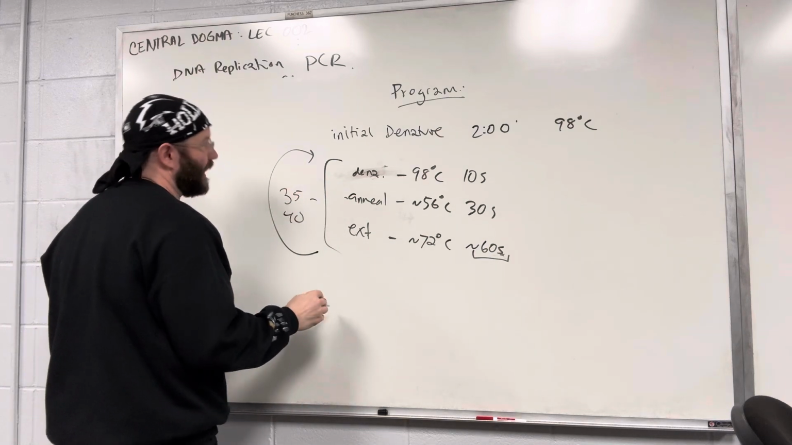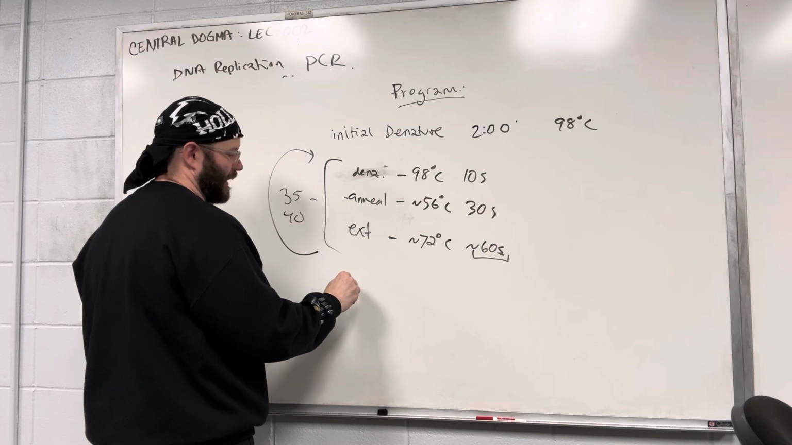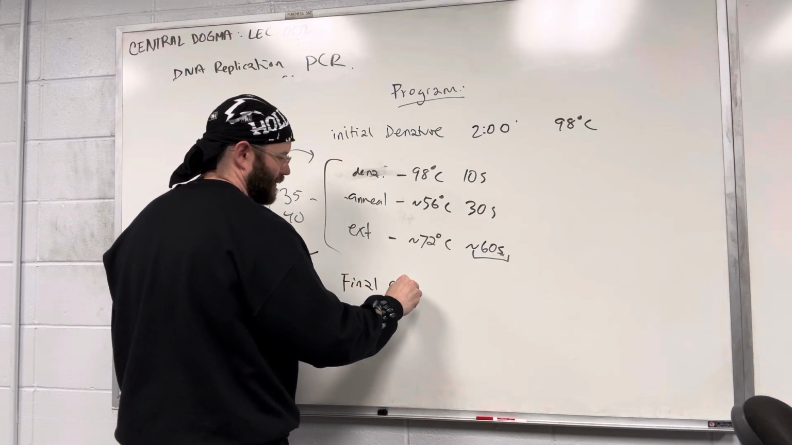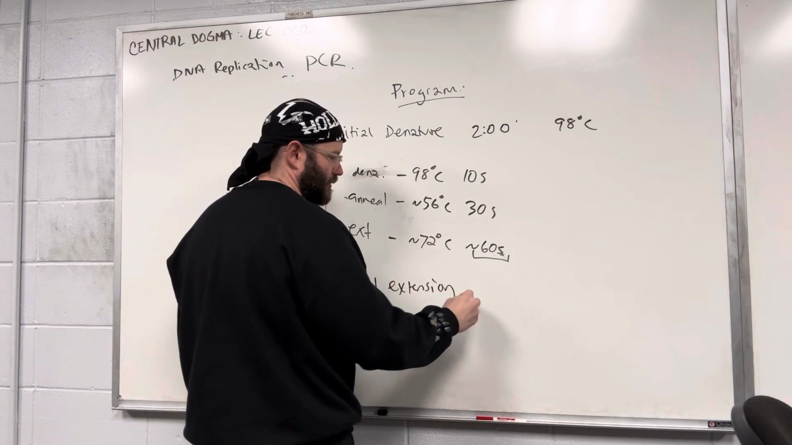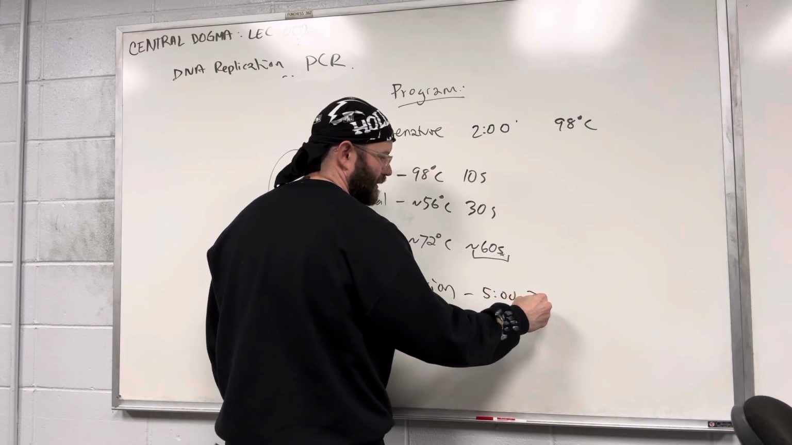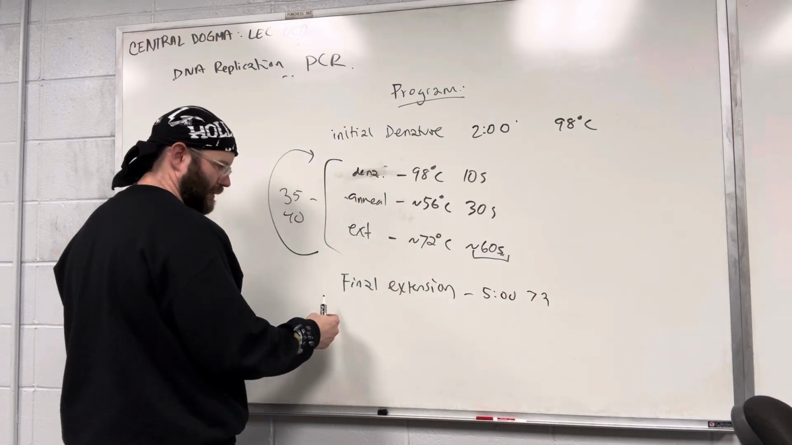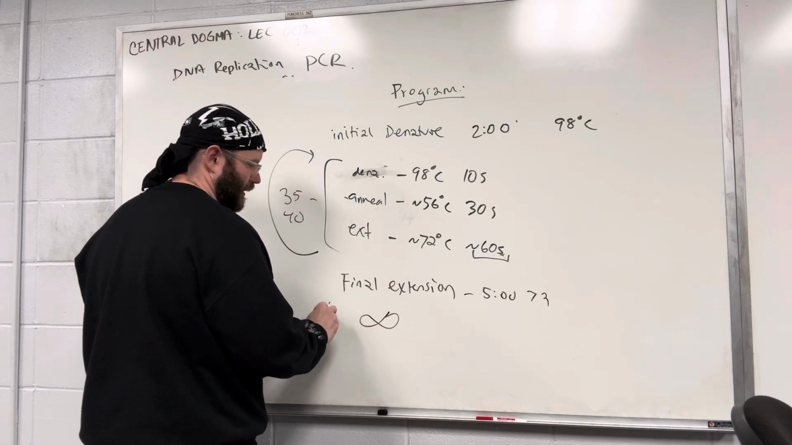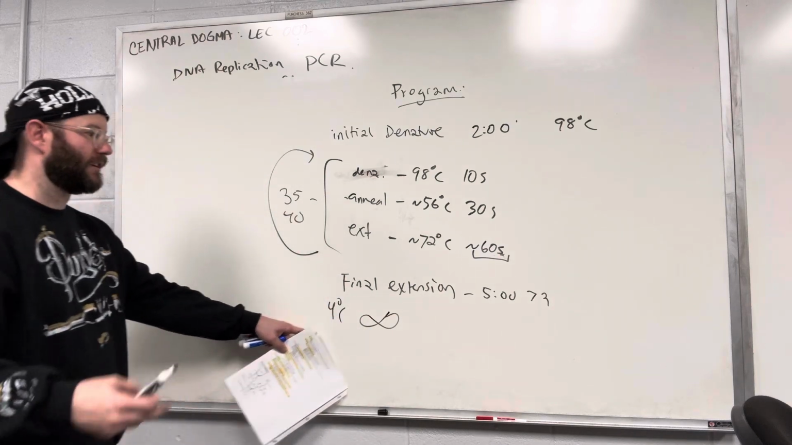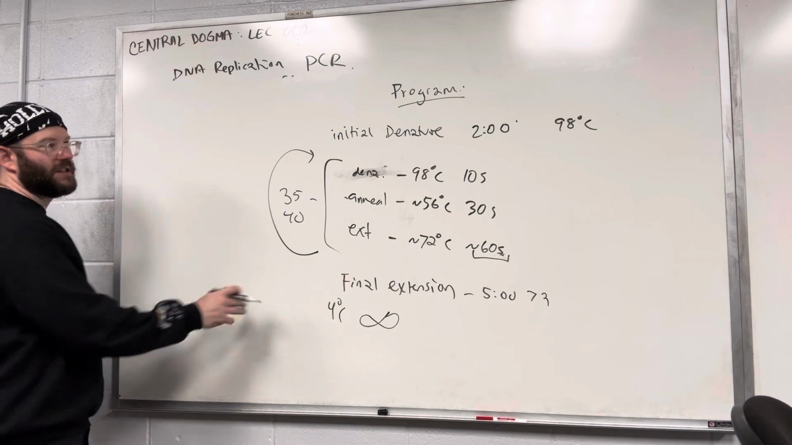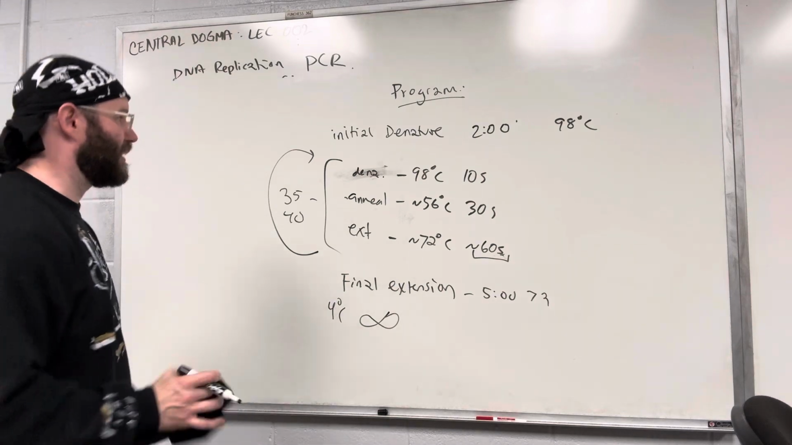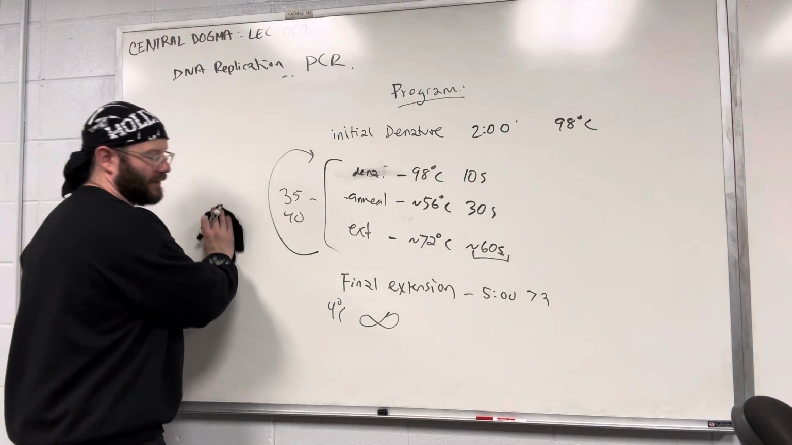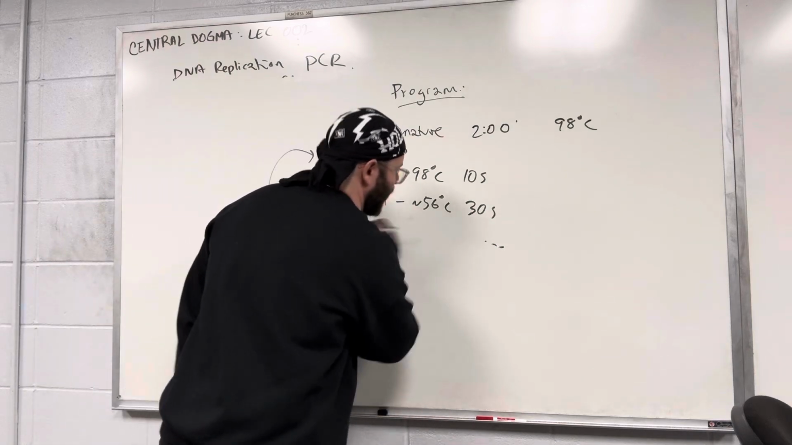And then there's usually a final extension, which usually runs about 5 minutes at 72. And then you hold it cold for infinity until you're done. So here's a typical PCR thermocycler program if you've never seen one. Hopefully this all makes sense. All right, let's move to the next thing.